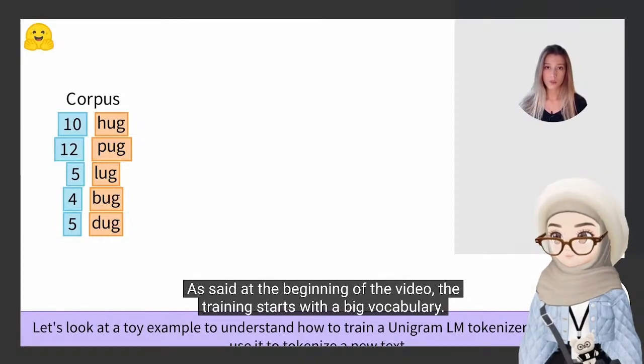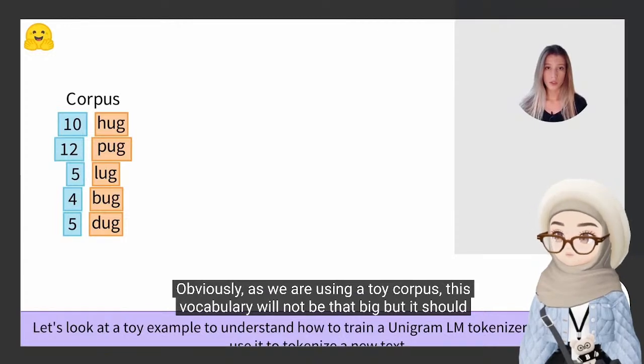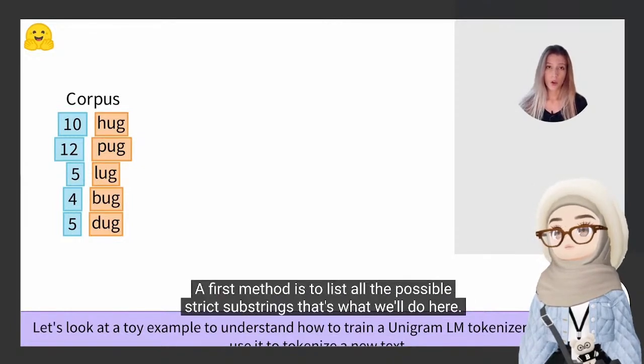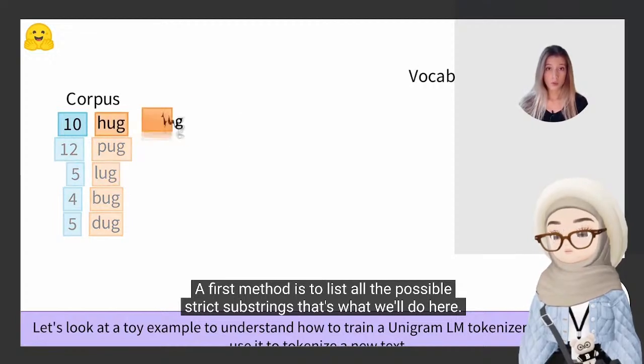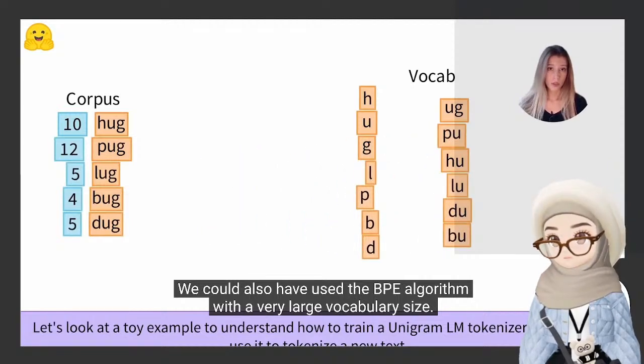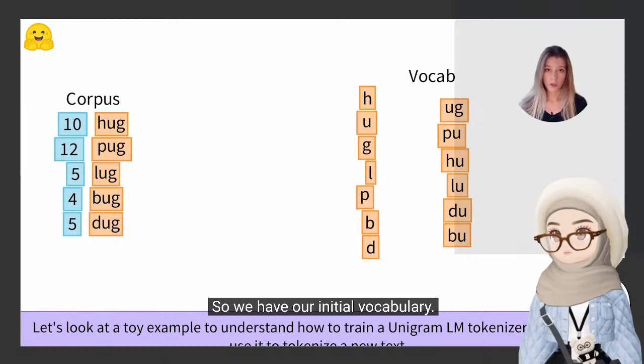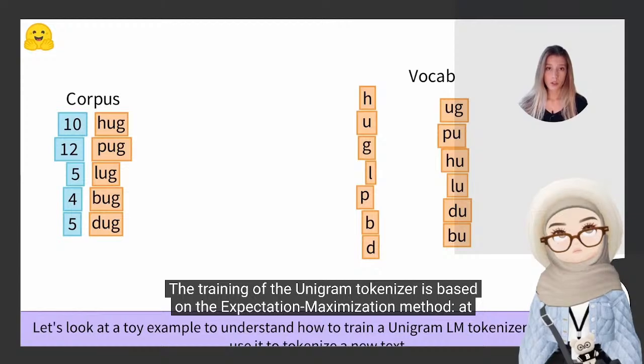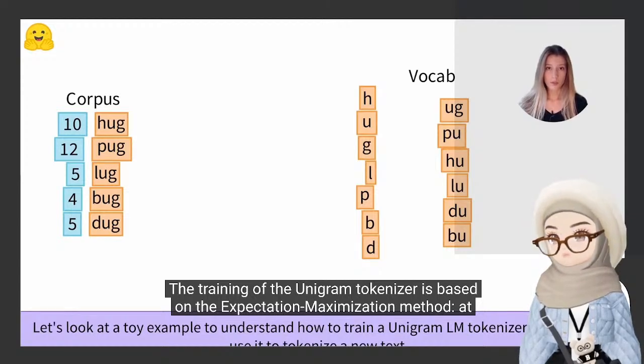As said earlier, the training starts with a big vocabulary. Obviously, as we are using a toy corpus, this vocabulary will not be that big, but it should show you the principle. The first method is to list all the possible strict substrings, and that's what we will do here. We could also have used the BPE algorithm with a very large vocabulary size, but for now, the strict substrings are enough. The training of the unigram tokenizer is based on the expectation maximization method.